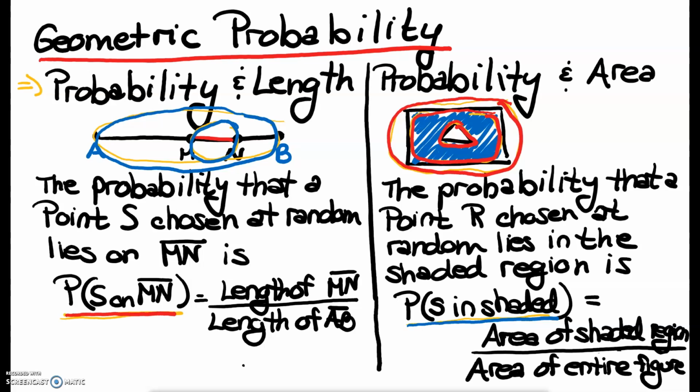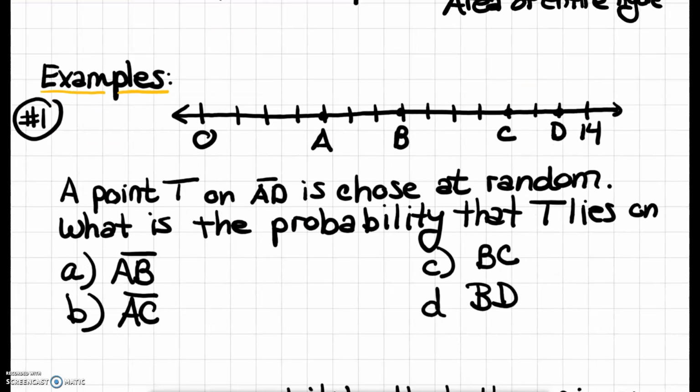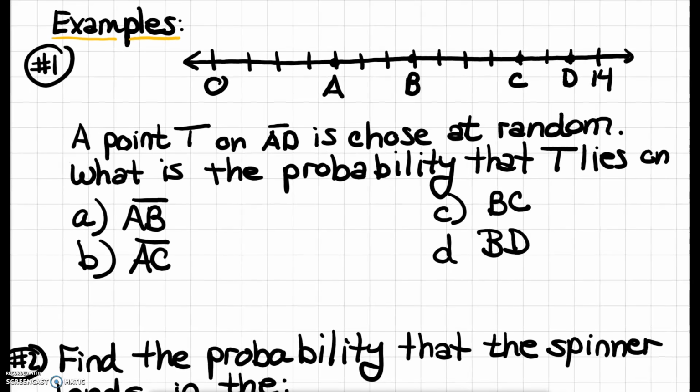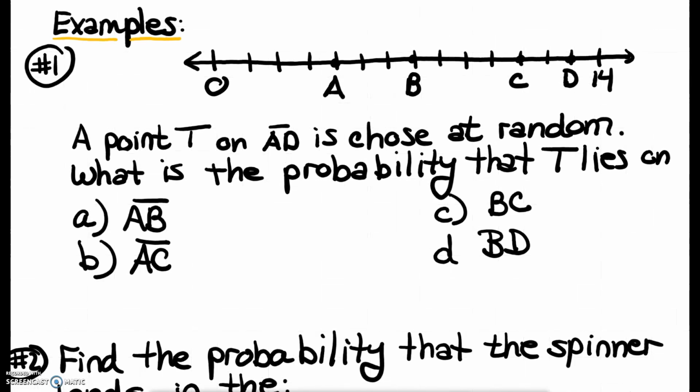All right, so let's go ahead and use our definitions to run through some example problems that you'll find on your worksheet. So it says a point T on AD is chosen at random, and I want you to notice that AD is not the entire line segment. A is here and D is here. So we're only talking at a point chosen at random on this segment. What is the probability that T lies on AB?